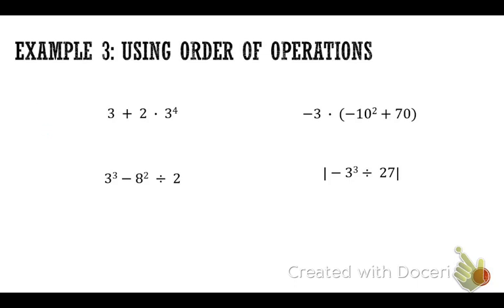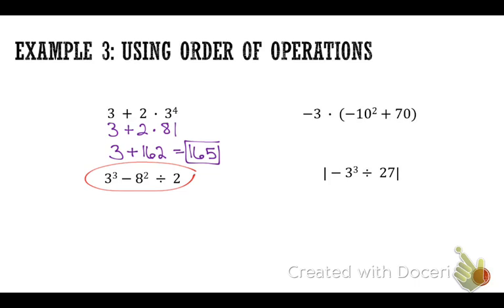Okay, so 3 plus 2 times 81. I must follow order of operations. Xavier, what's next? Multiply. What's 2 times 81? 162. And what's 3 plus 162? Yes, 165. Okay, now I wanted to see how many of you can get through the steps on the next one. We've got a couple exponents, then we have some subtraction and division.